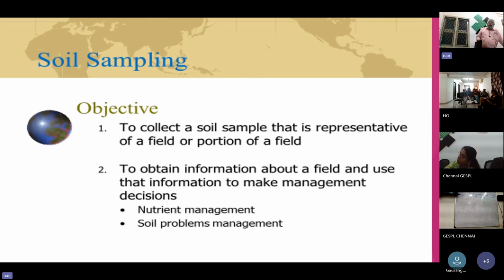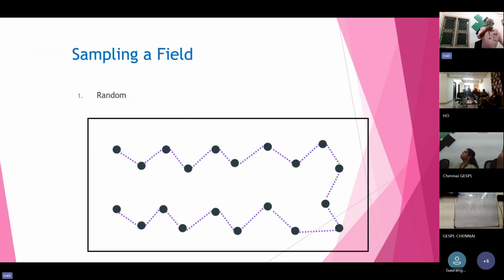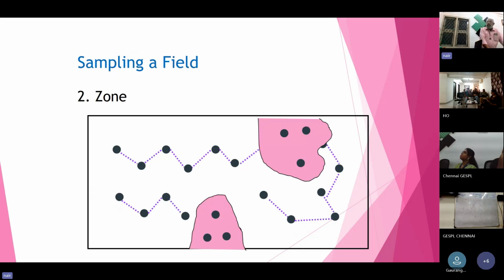That is why we are doing the soil analysis. In any of the reports, I haven't seen the soil quality interpretation about nutrient management or soil problems. Try to include this one. See, for sampling a field, two basic methods are the random and the zone methods. What is the random sample? This is the random sample in a field. Then what is the zone method? This is the zone method.